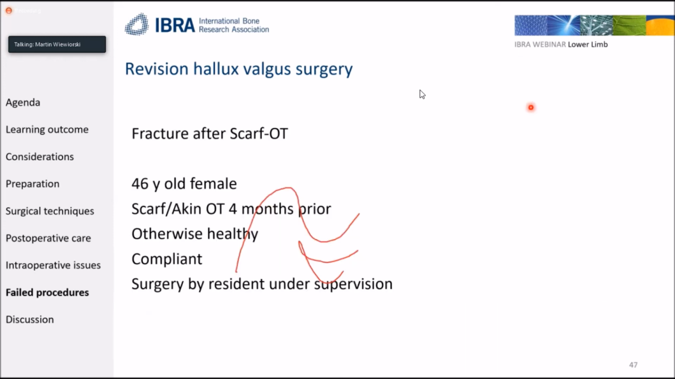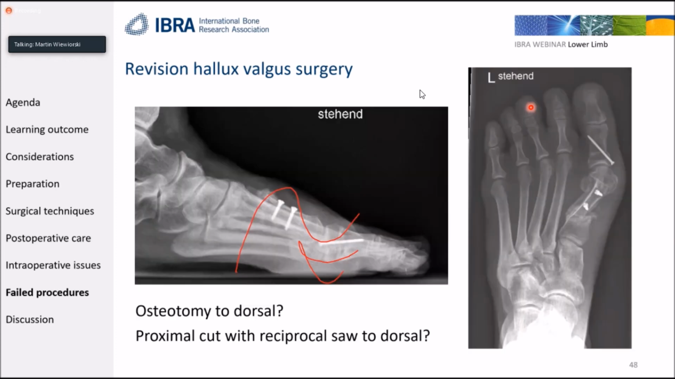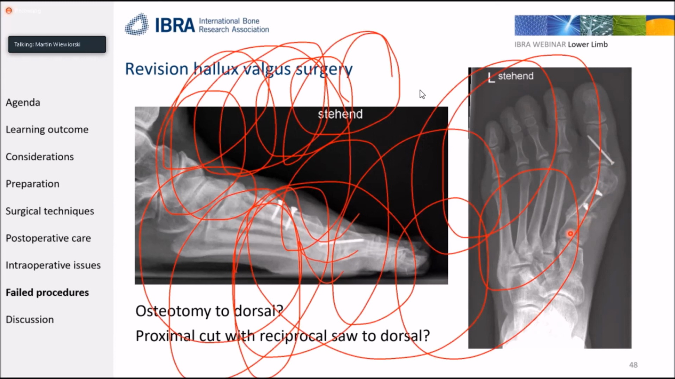This is another fracture case of the scalp osteotomy. A 46-year-old patient. 4 months prior, she received a scalp osteotomy. Healthy patient, compliant. The surgery was done by a resident under supervision, and so this is what happened when she had a scalp osteotomy. But also, I think what happened here, the osteotomy was too far dorsal. The cortex broke, and she lost the correction here, and the whole thing probably healed in a sort of whoa.